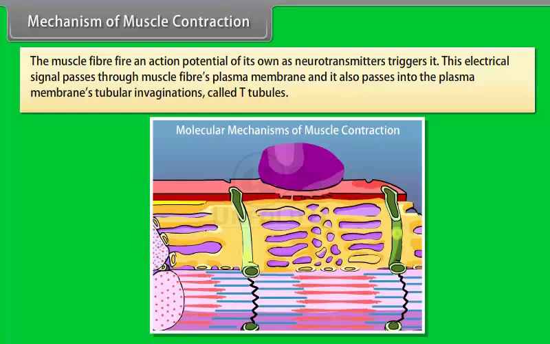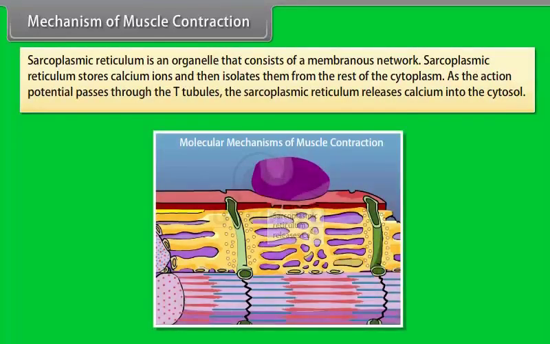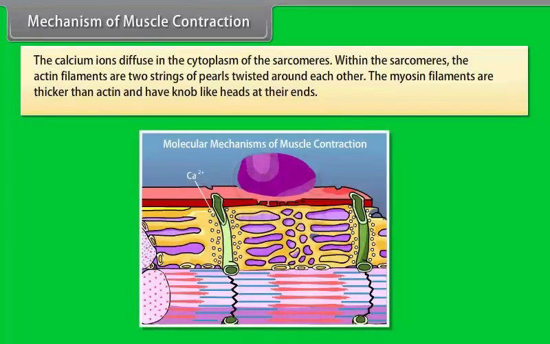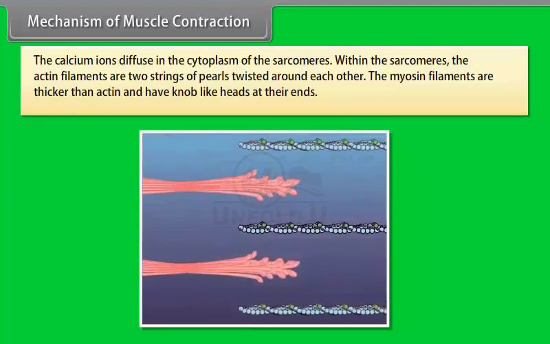This electrical signal passes through the muscle fiber's plasma membrane, and it also passes into the plasma membrane's tubular invaginations called T-tubules. The sarcoplasmic reticulum is an organelle that consists of a membranous network. It stores calcium ions and isolates them from the rest of the cytoplasm. As the action potential passes through the T-tubules, the sarcoplasmic reticulum releases calcium into the cytosol. The calcium ions diffuse into the cytoplasm of the sarcomeres.